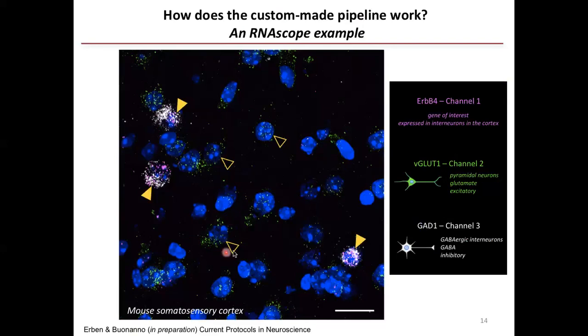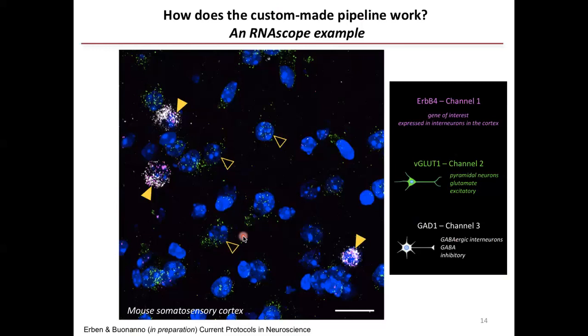But ErbB4 is absent from neurons that are identified by the glutamatergic excitatory neuron probe vGlut1 that appears here in green. It is important to emphasize that this image is a maximum intensity projection of a Z-stack and it was taken at 63x magnification. The reason this is important is because at lower magnification, the puncta corresponding to the hybridized transcripts can appear as fused dots. For the successful use of the quantification pipeline, it is important to have single dot resolution.